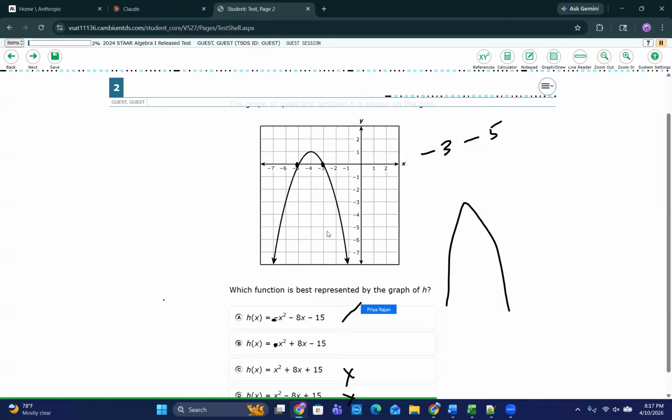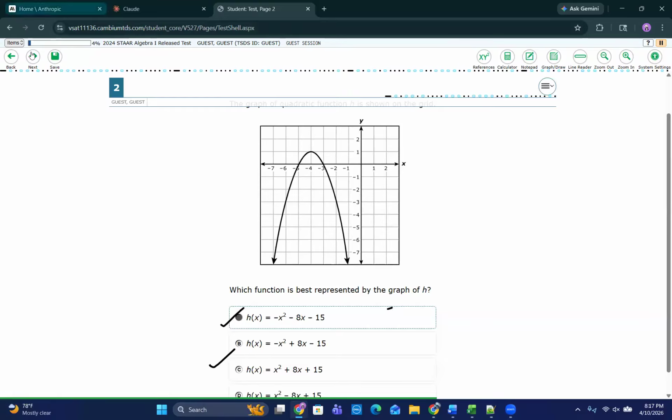Which of these has -3 and -5 as the x-intercepts? That you know how to, right? Yeah, ma'am. We replace the values with 0. Correct. So do you know how to find whose x-intercepts are -3 and -5? That is the answer. You got it? Yes, ma'am. What other questions did you have issues with?